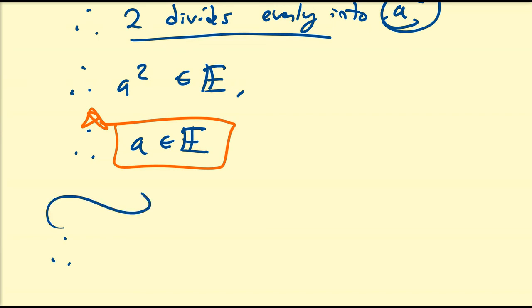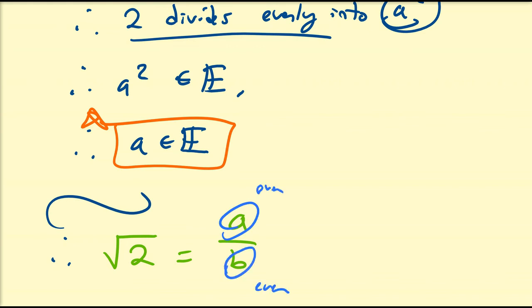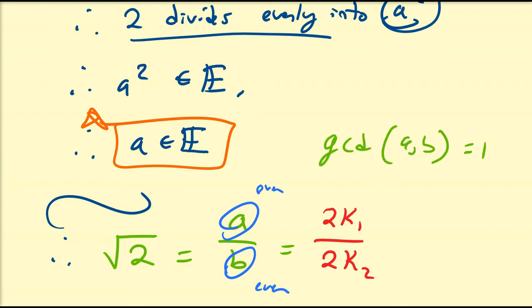So let us go back to our premise. We assumed that the square root of 2 is equal to a over b, and what we've shown is that a is even and b is even. Since they are both even, we can write a as, say, 2k1 and b as 2k2. And remember, we mandated something before, namely, the greatest common divisor of a and b is equal to 1. That means a over b cannot simplify.